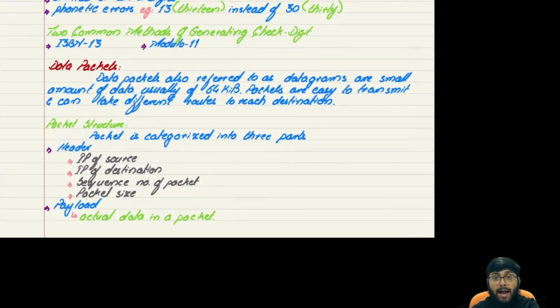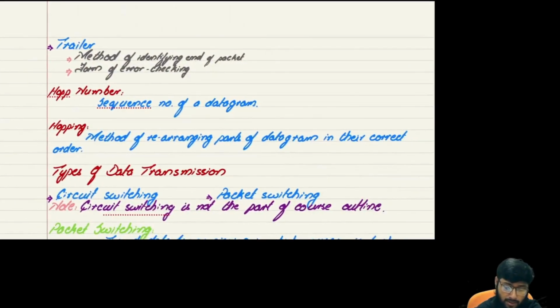And finally the packet size, how many KBs or MBs the packet is. So there are four different things. Then comes the payload. The payload has the actual data, that is, what data is being transmitted. And then finally it comes with the trailer. The trailer has two different things: a method of identifying the end of the packet, and the other one is a form of error checking.